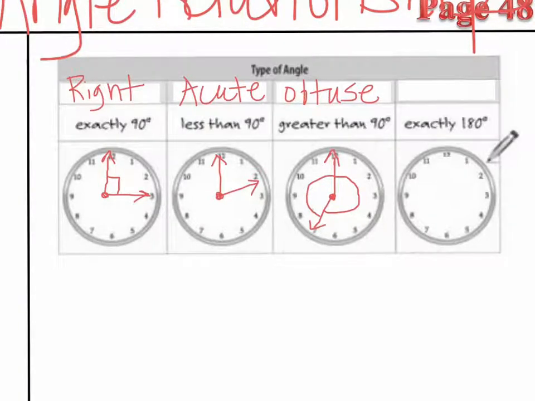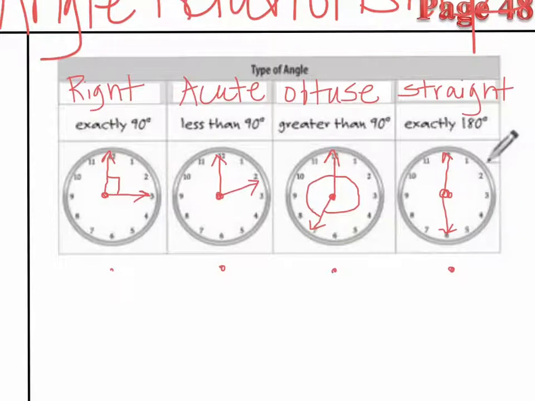And the last angle, which is exactly 180 degrees, is a straight. A straight angle. Start with the vertex in the center, go up to 12, and make a line straight down to 6. My lines aren't very straight, but you can see that you have exactly 90 in the first picture, an acute angle in the second picture, an obtuse angle in the third picture, and the straight angle in the fourth picture.